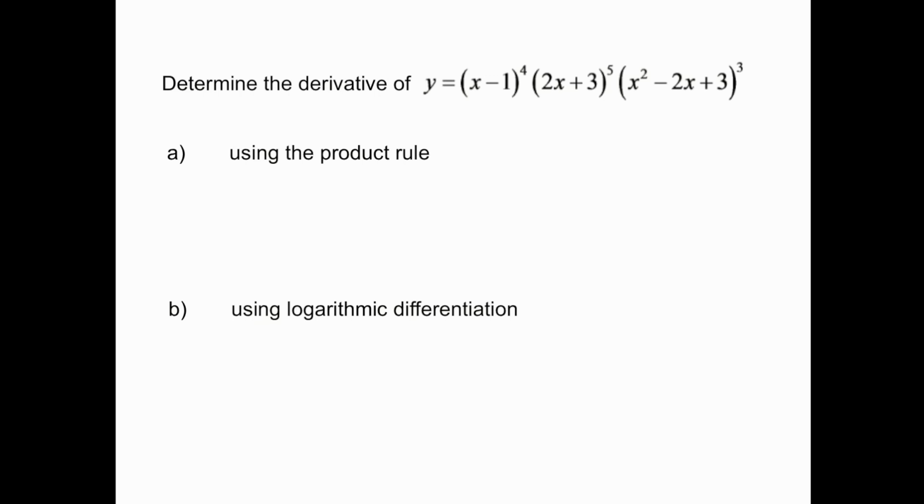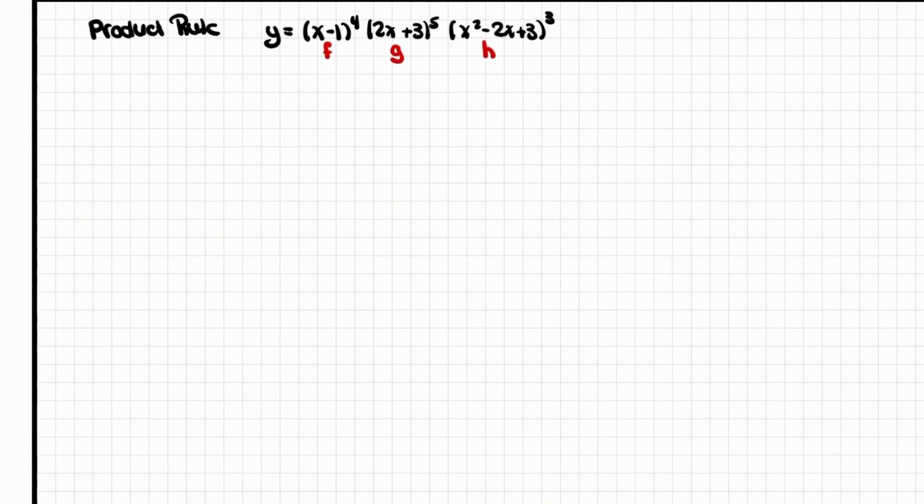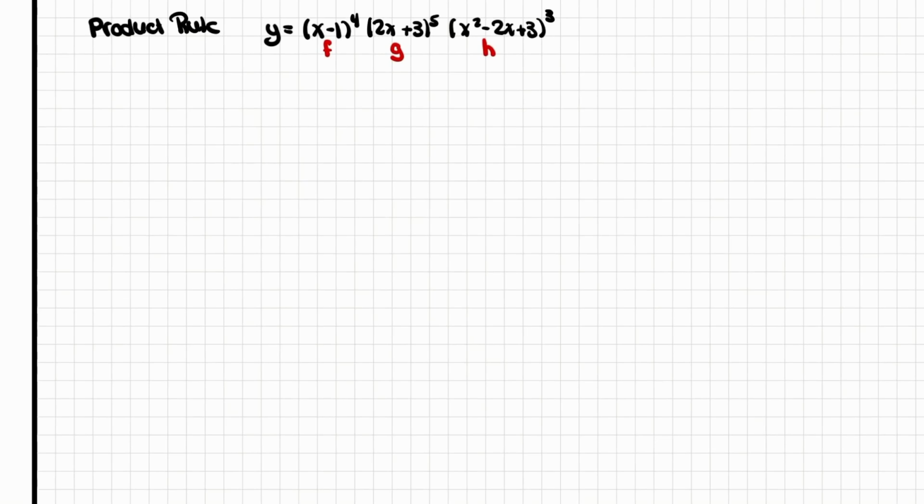So to set this up, we need more space. So I have gone ahead and set this up on a separate piece of paper. Like we did when we were doing the product rule, we're going to divide this out into three separate functions, f, g, and h. And remember our product rule. So this is our product rule.